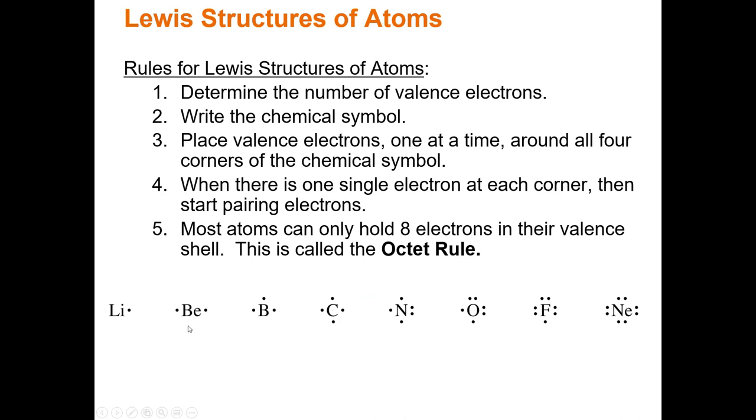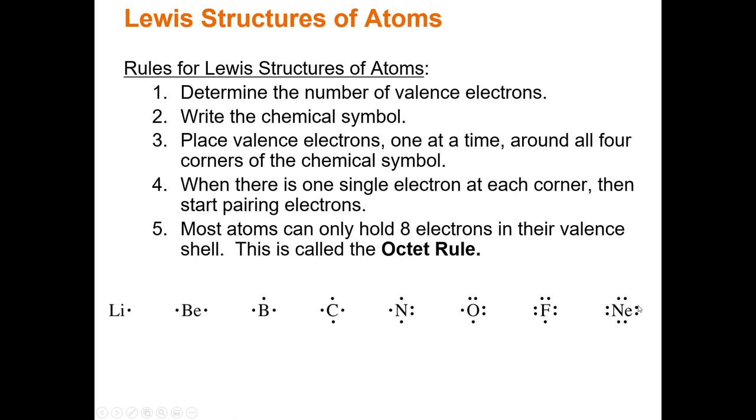Here are the Lewis dot structures for all 10 elements that are in the second row of the periodic table. Lithium is the first in the first column. Being the first element in that row, it only has one valence electron, so we would draw one dot. Beryllium has two valence electrons, two individual dots. Boron has three, carbon has four, nitrogen five, and so on.